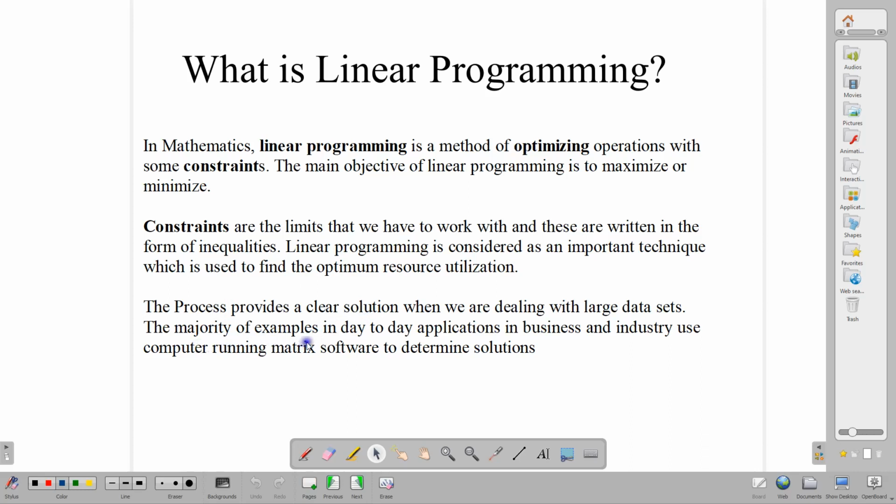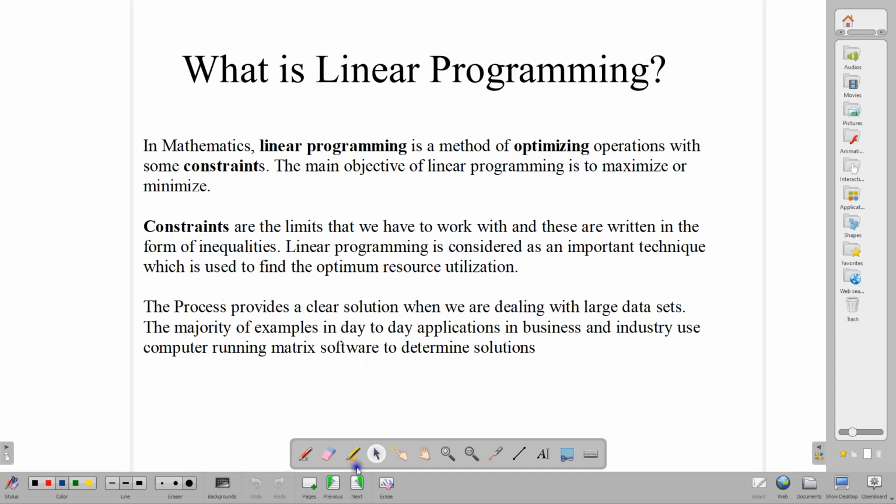The majority of examples in day-to-day applications, of course, will not be using graphs as you will be using graphs in CXC. Rather, they use computers running matrix software to determine the solutions. And so it's a very, very interesting topic, optimization theory, that is used day-to-day in large businesses. First, let us talk a little bit about these things called constraints.